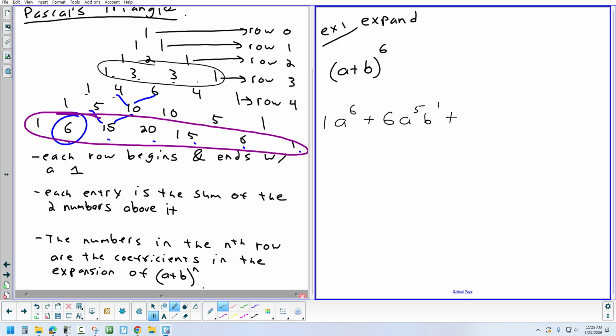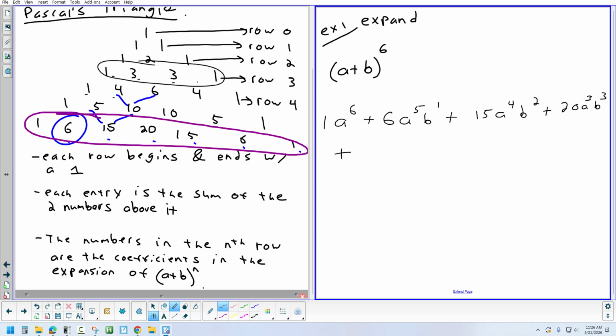Okay, so we're not really doing any math here. We're really just following a pattern to expand it out, rather than having to do all the foiling, which would take a long time. Okay, how about Kylie? Do you think you could give me my entire next term? 15a to the 4th b squared. Yep. Dan, my next term? 20 a to the 3rd, b to the 3rd. Yep. 20 a cubed b cubed.